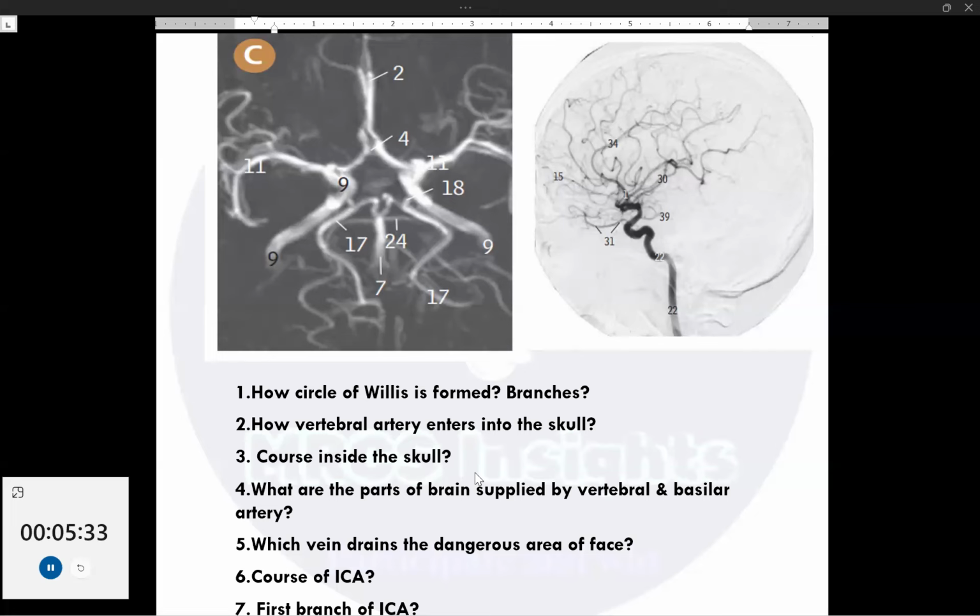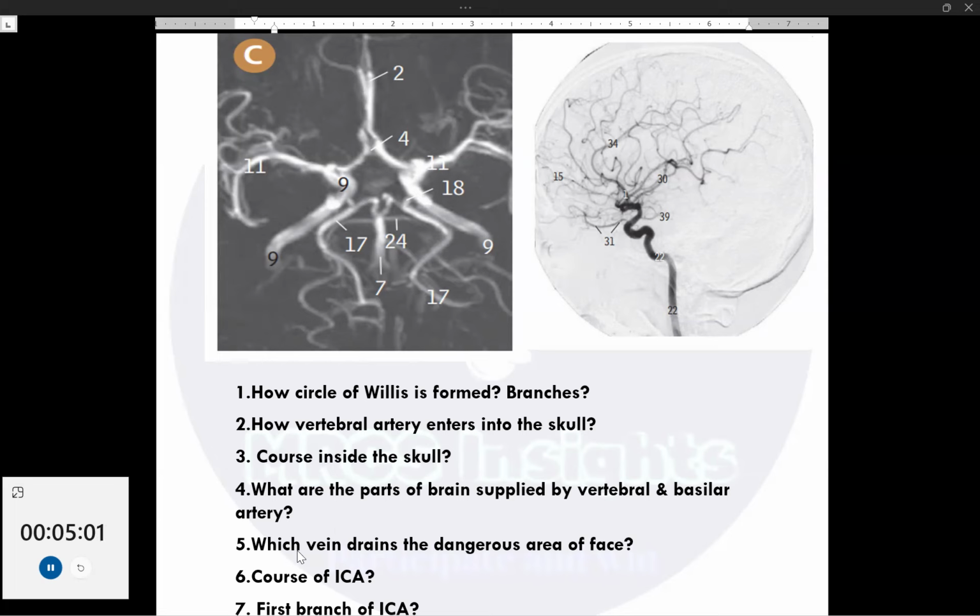Inside the skull, it enters and moves forward medially and comes in front of the medulla, and then it ascends in front of the medulla, and at the lower border of the pons, it will unite to form the basilar artery. Okay, excellent. Now tell me, what are the parts of the brain supplied by these vertebral and basilar arteries? It supplies the medulla, cerebellum, pons, midbrain, thalamus, and the occipital cortex.